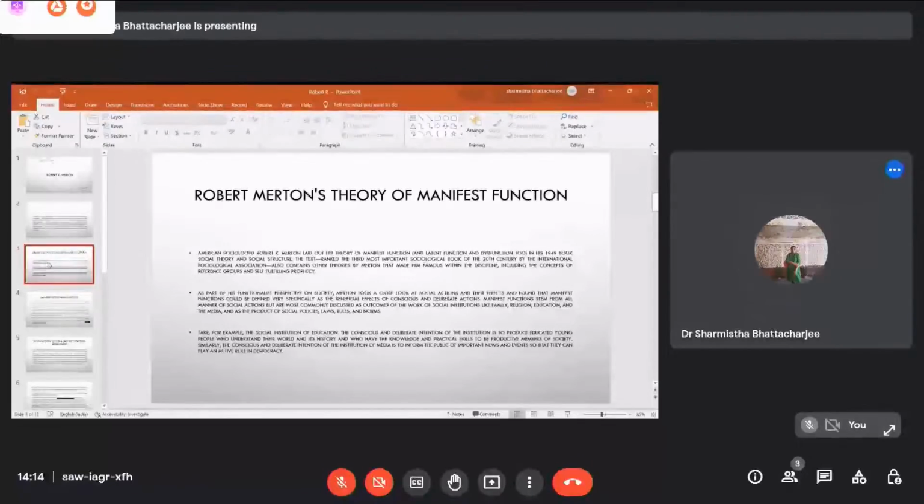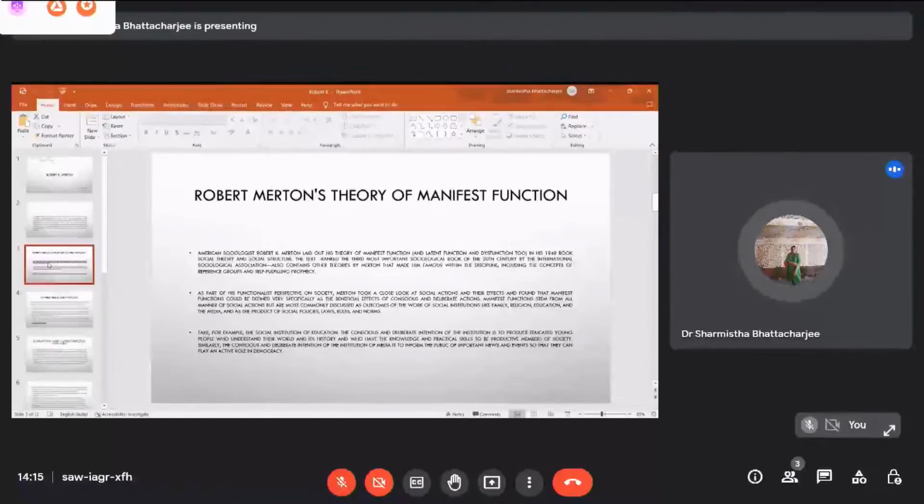As part of the functionalist perspective on society, Merton took a close look at social action and its effects and found that manifest function could be defined very specifically as beneficial effects of conscious and deliberate actions. What we do deliberately, what actions we do deliberately. Manifest functions stem from all manner of social action, but are most commonly discussed as outcomes of the work of social institutions like family, religion, education and the media, and as a product of social policies, law, rules and norms.